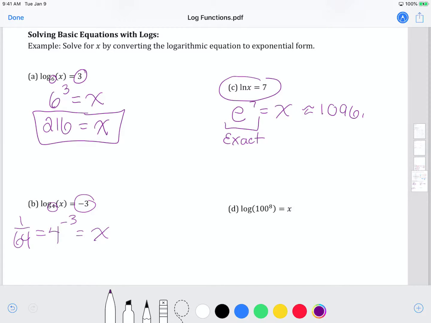I would get 1096.63. And this would be considered the approximate answer because it's a rounded decimal, versus e to the 7th would be the exact answer.